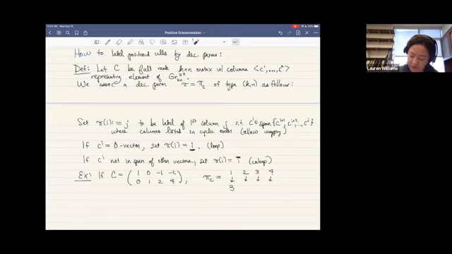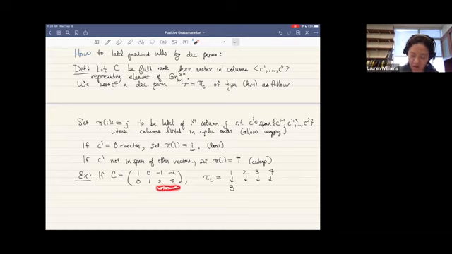And now if we want to figure out what pi of 2 is, we look at our second column and ask, okay, is column 2 in the span of the third column? No. Is it in the span of the third and fourth columns?